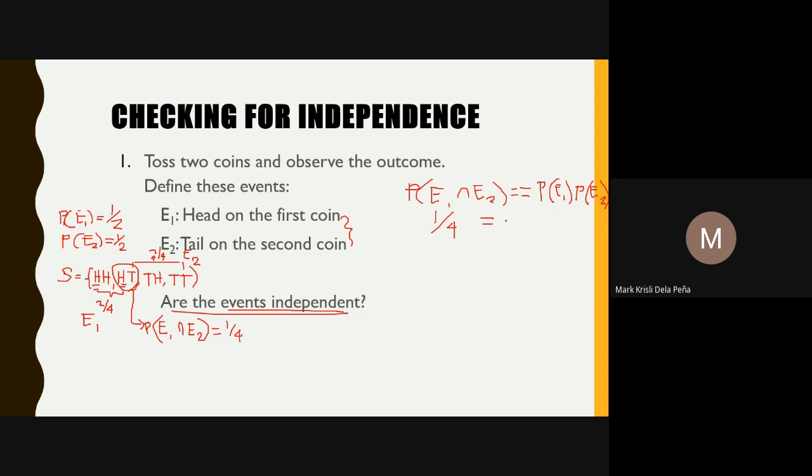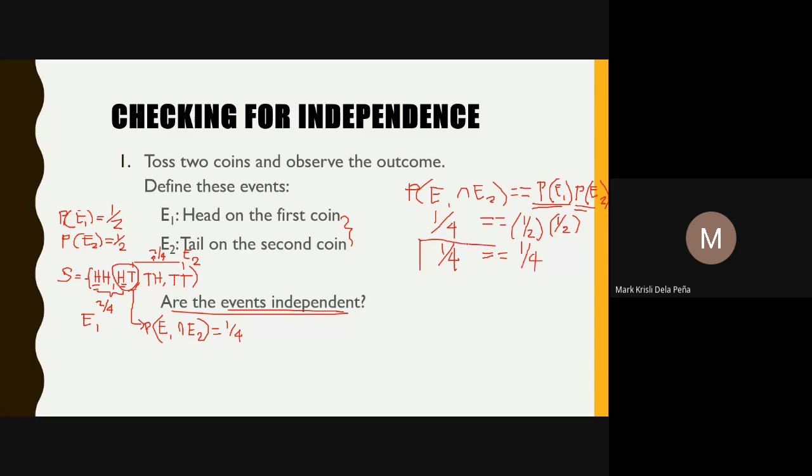Then how about the other side? Again, we just have to multiply the probability of E sub 1, which is 1/2, and the probability of E sub 2, which is also 1/2. By the way, if you see this sign, double equal, this is actually comparing if the two sides of the equation are equal. Then what's the product of 1/2 multiplied by 1/2? That is 1 times 1, divided by 2 times 2, which is 4.